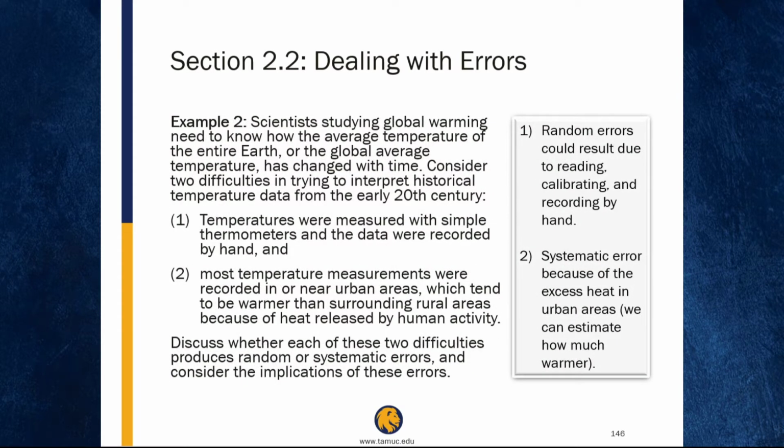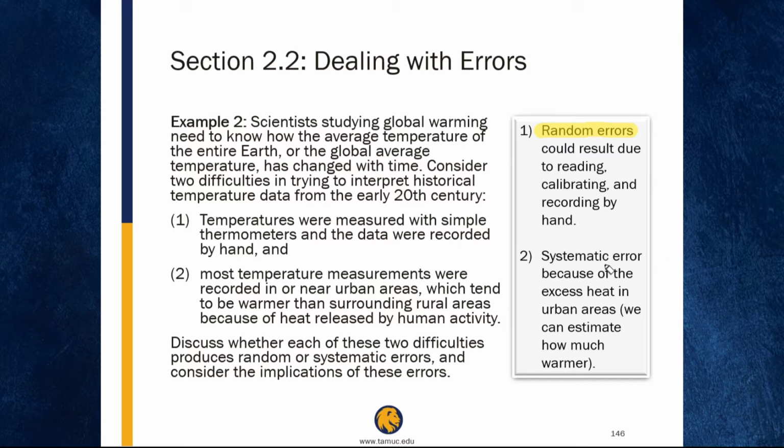Well, for part one, if we're measuring it by hand, if they were a long time ago, a lot of random errors could result due to the reading, calibrating, and recording process by hand. So that would be an example of random errors for when measurements are happening like that. There's a probability for that to happen.